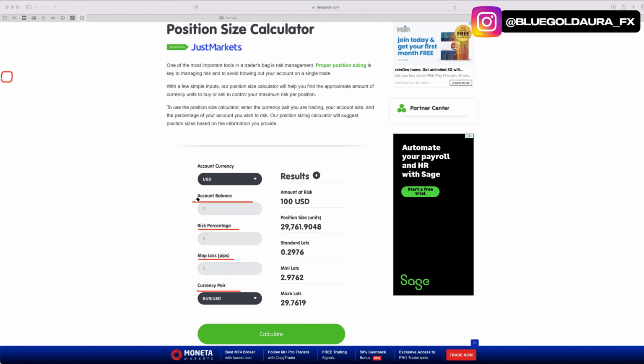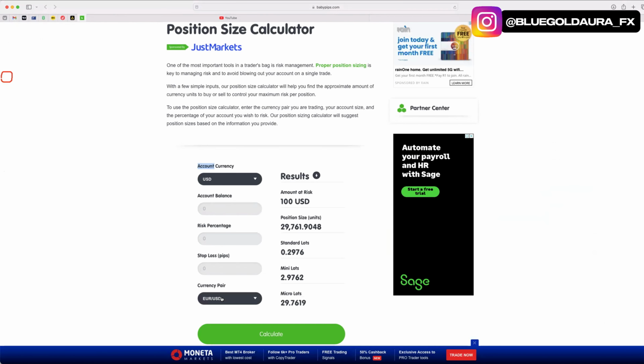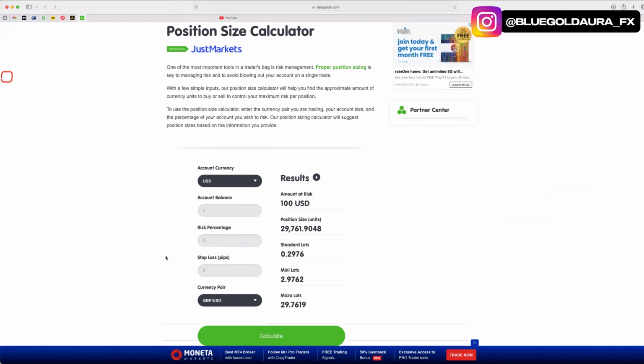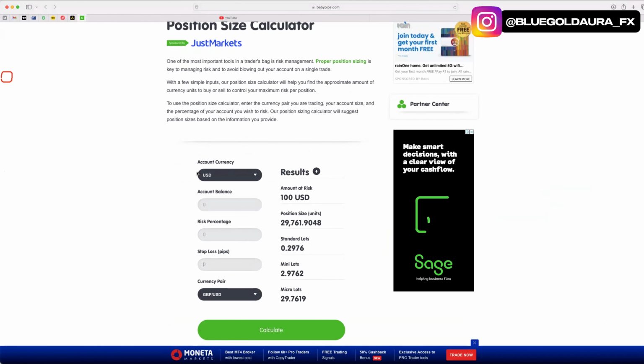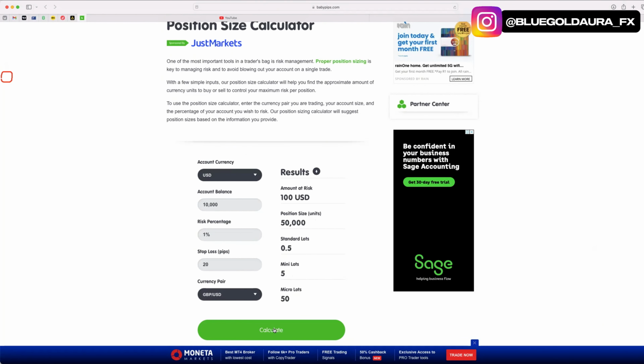Using that particular example that we have, we are trading GBPUSD with a stop loss of 20 pips. So GBPUSD, there we go. Let's select this. Our stop loss is 20 pips. Our account balance is 10,000. And then the percentage is 1%. If we calculate this, as you can see, we have the lot size here. We are going to use the one that is written here, standard lots. So we have 0.5 lots.